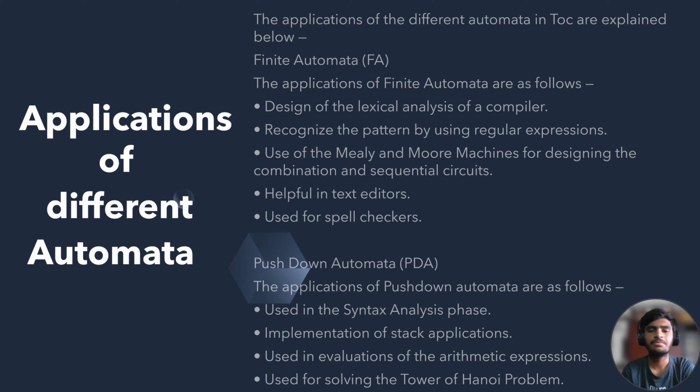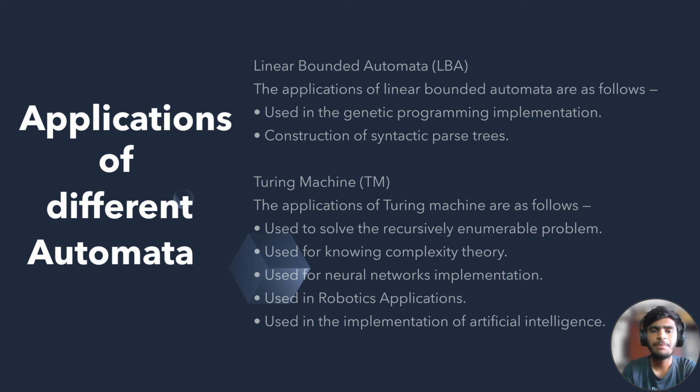And now push-down automata. It is used in the syntax analysis phase, implementation of stack applications, evaluation of arithmetic expressions, and solving the Tower of Hanoi problem. Applications of linear bounded automata are as follows: used in genetic programming implementation, construction of syntactic parse trees. Turing machines are also used for these.